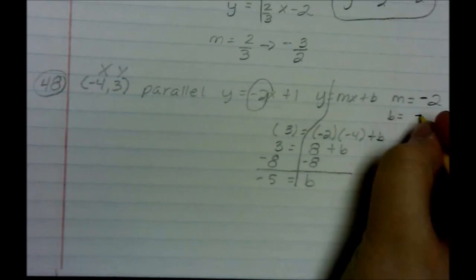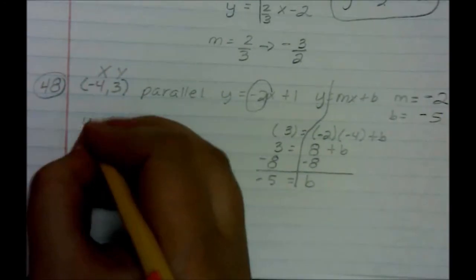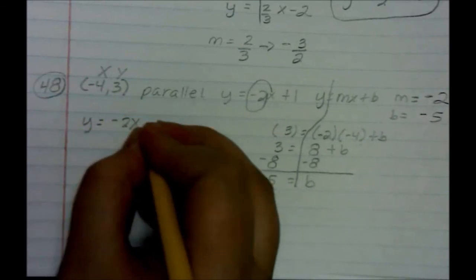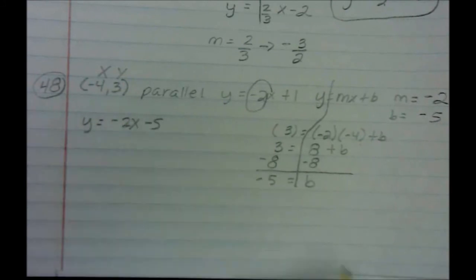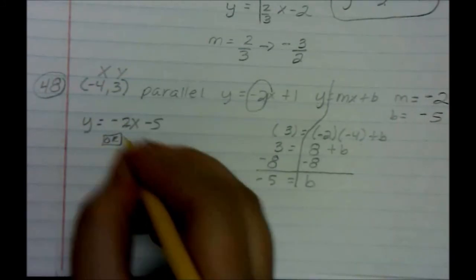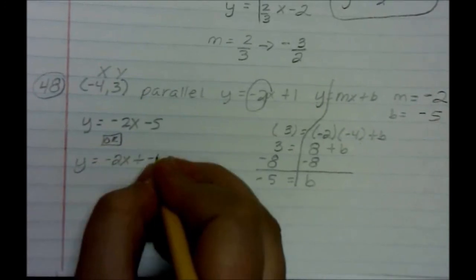So to write the equation of this line, I will have y equals negative 2x minus 5, or you could say y equals negative 2x plus a negative 5. That means the same thing.